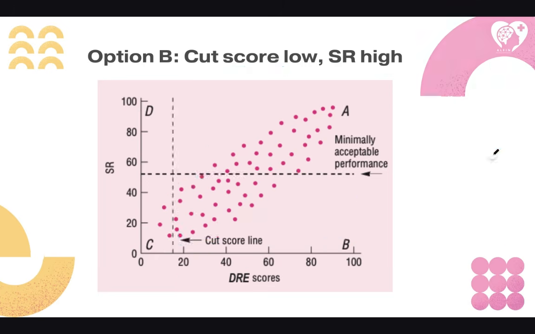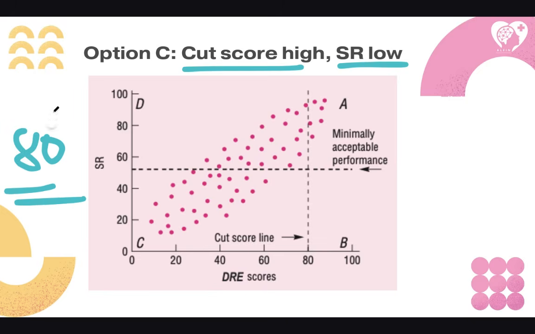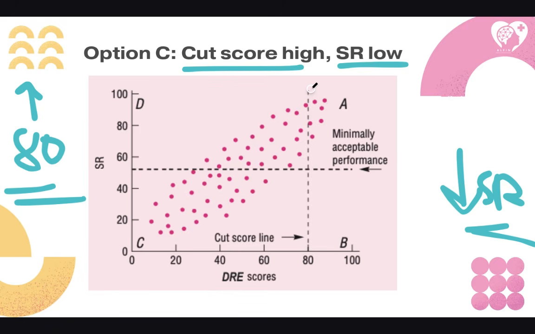What is option C? It's where we set the cut score very high and the SR very low. So the cut score is very stringent, the standard is 80. Because our cut score is very high and we have very stringent standards, our selection ratio is low. Only a few applicants will be accepted for the job. So in this case, only these people here, 1, 2, 3, 4, 5, 6, will be accepted, roughly just 10%.